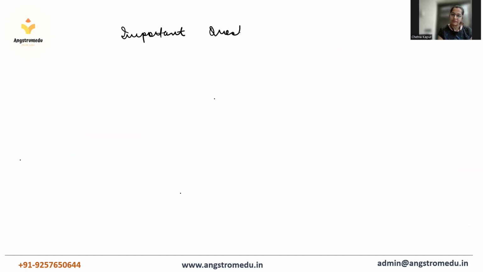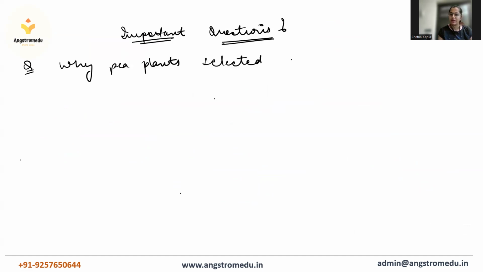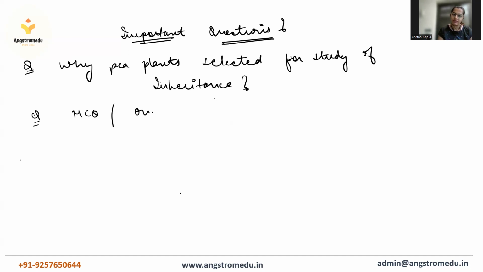So the important questions that we will discuss right now are, okay, the first thing that we will ask is: why is the pea plant selected for the study of inheritance? You need to give all the points. They can ask you in the MCQ way, or they can ask you a one word question regarding which trait is the dominating trait and which trait is the recessive trait. So contrasting traits you should know by heart.